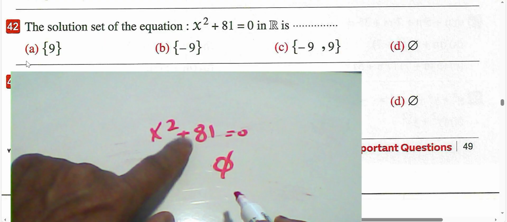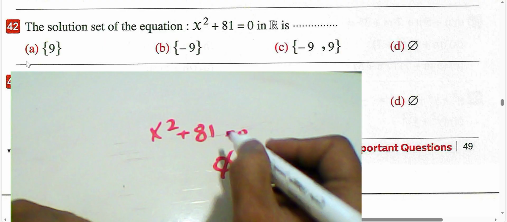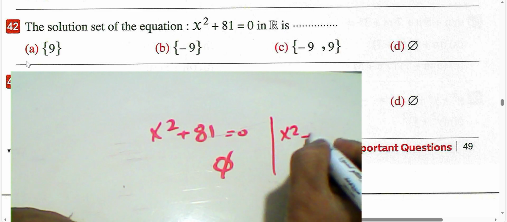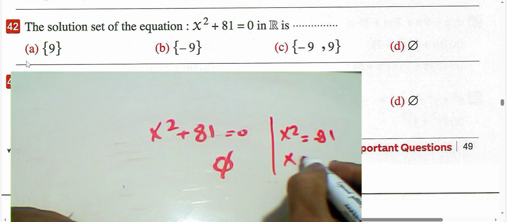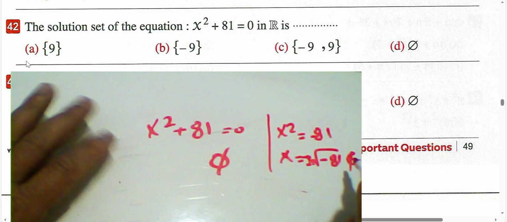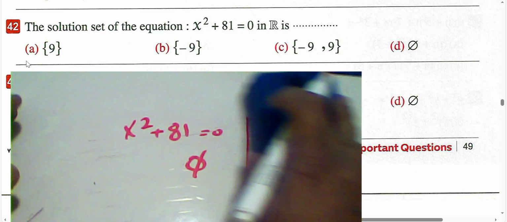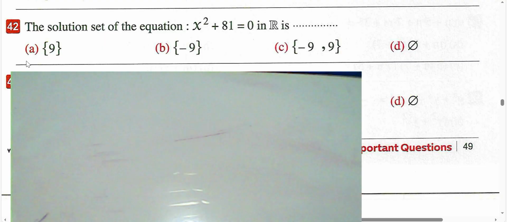Because we have addition between two squares, the solution set will be the null set phi. If we take an example like this, x power 2 equals negative 81, then x will be the square root of negative 81, which does not belong to the real numbers. Okay, then the solution set will be the null set phi.